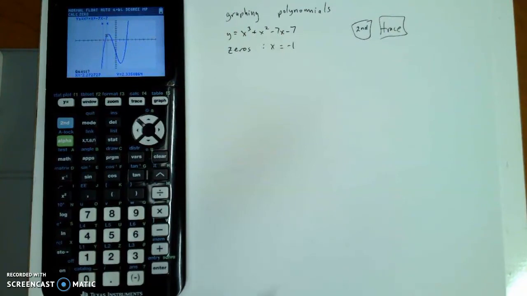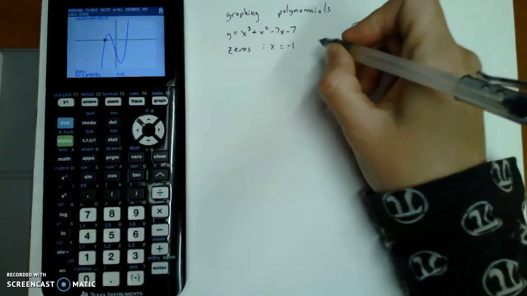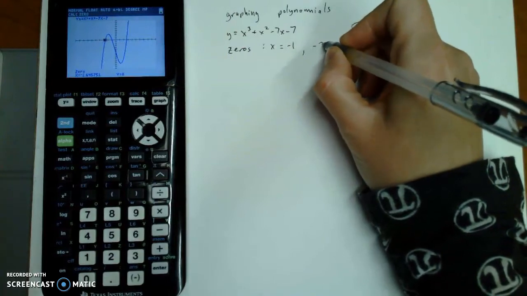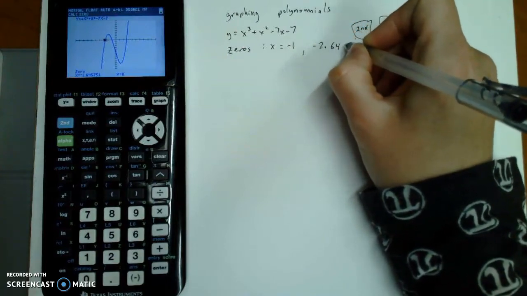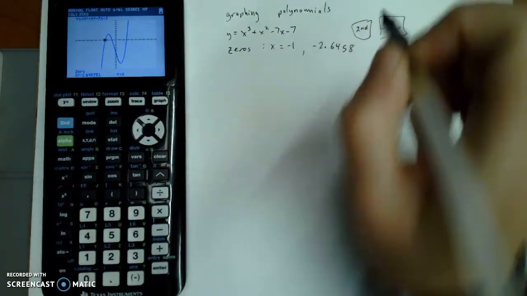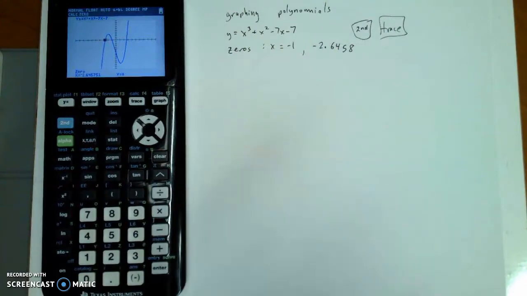Now again, for guess, you can try to get close. You don't actually have to. I can just leave that cursor, so I'm going to hit enter. And it looks like I have approximately -2.6458. Again, we have to do these one at a time.